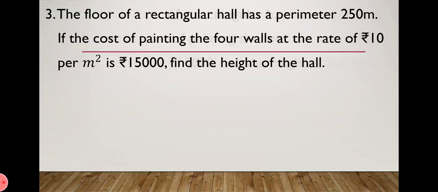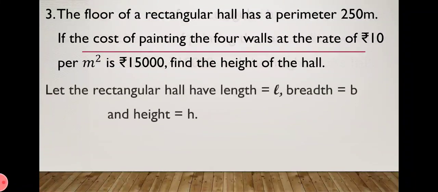Further, it is also given that the cost of painting the four walls is rupees 15,000, and this cost is given as rupees 10 per meter square. Means if 1 meter square painting is to be done, the charge is rupees 10. So whatever total area of four walls has been painted costs rupees 15,000. Using this information, we have to find the height of the hall.